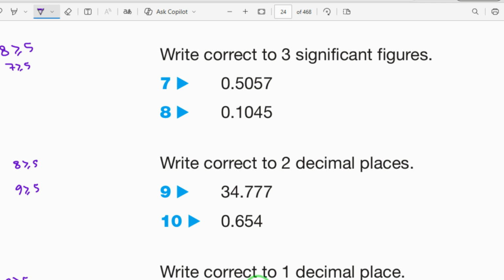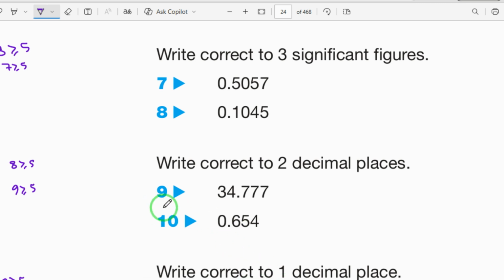Question number 7. Write correct to 3 significant figures. This is the same as previous. We count from left to right, 1, 2, 3. Of course, a significant figure is a non-zero digit, so we do not count the leading zeros. So here the fourth one is actually 7. 7 is larger than 5, so we round up. This 5 becomes 6. It's equal to 0.506, corrected to 3 significant figures.